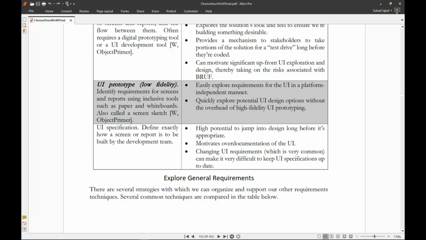UI specification defines exactly how a screen or report is to be built by the development team. High potential to jump into design long before it's appropriate. This is not suitable. Motivates over-documentation of the UI. Changing UI requirements is very common. It can make it very difficult to keep UI specifications up to date.